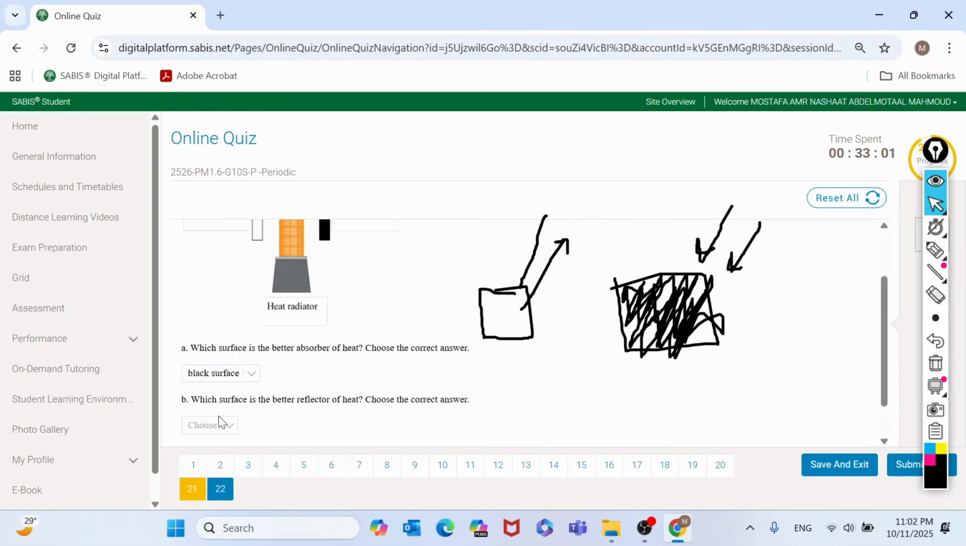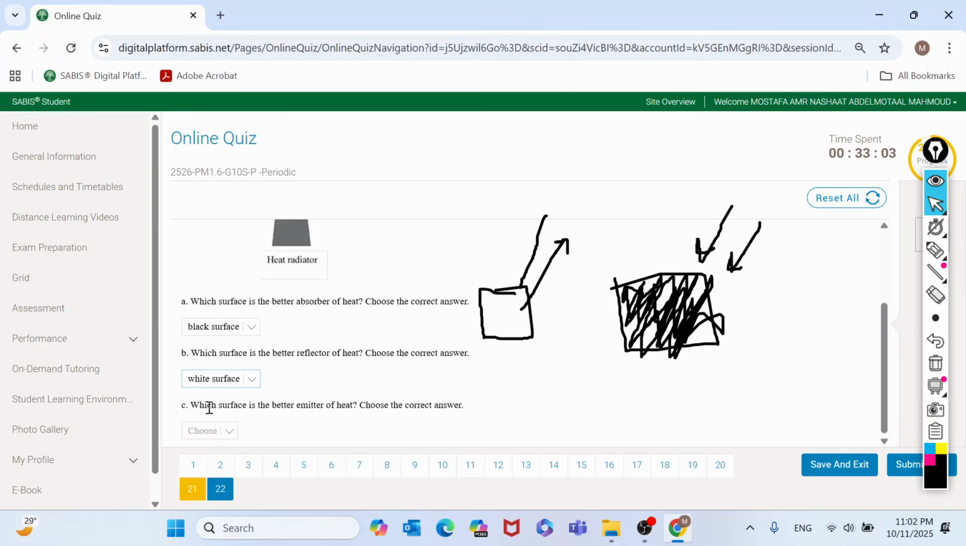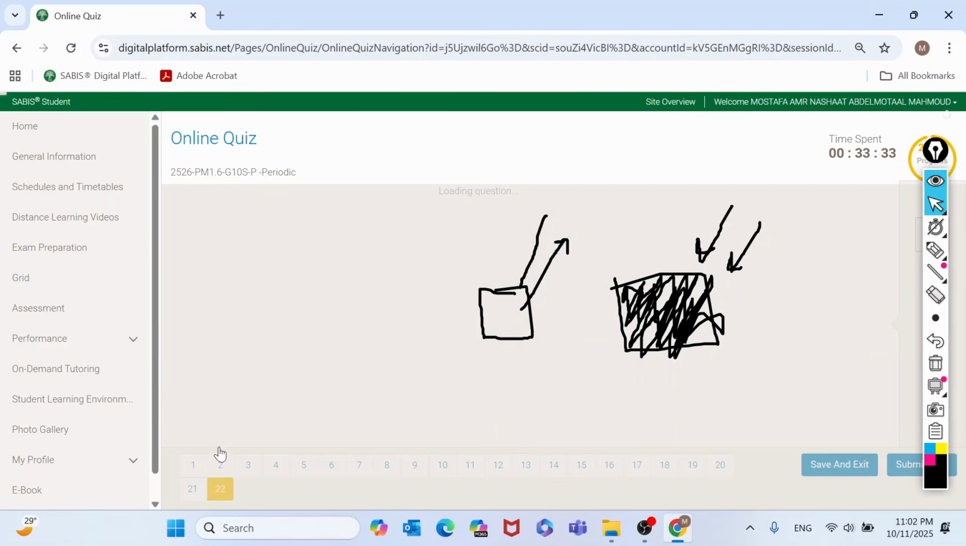Which surface is the better reflector of heat? The white surface. Which surface is the better emitter of heat? It's the black surface. This one, I don't know. I thought it would be white because it reflects it, but the answer is black, and I'm not sure why. Maybe because it takes it in, so it gets hotter, and when it's hotter, it emits more. Maybe, I don't know. I'm not sure of this one.